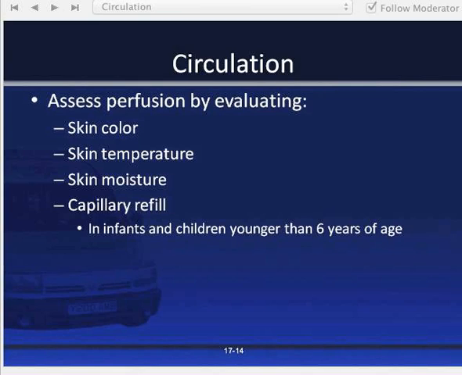While assessing the patient's pulse, quickly check the patient's skin. Assessment of the patient's skin condition can provide important information about the flow of blood through the body's tissue. Perfusion is assessed by evaluating skin color, temperature, skin moisture, and capillary refill.